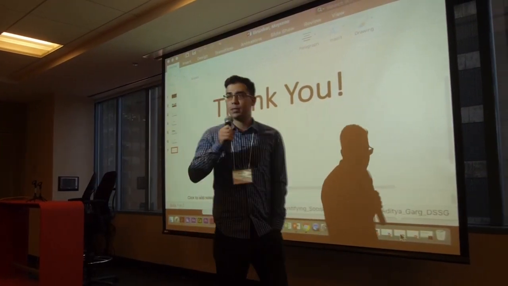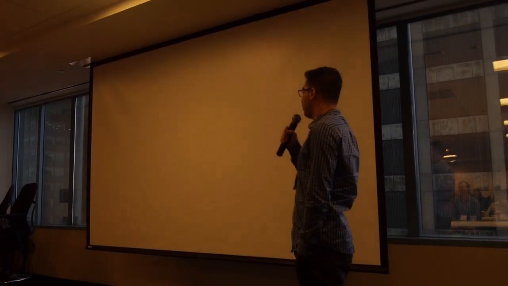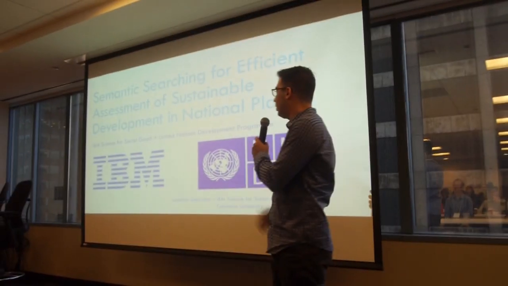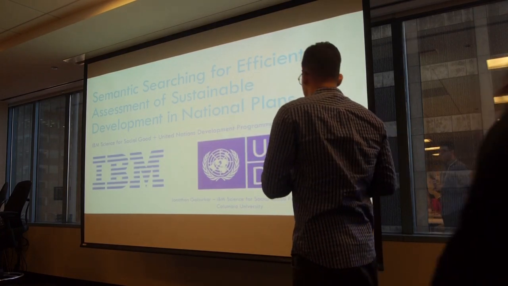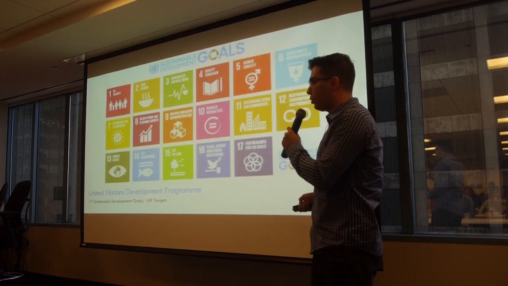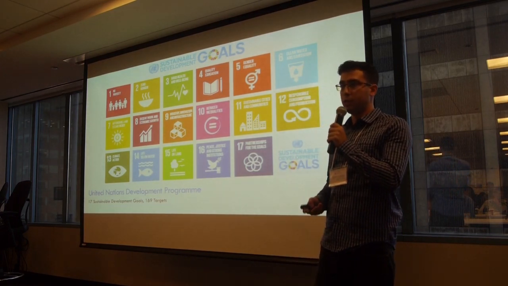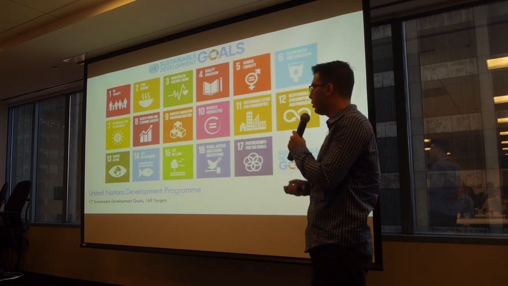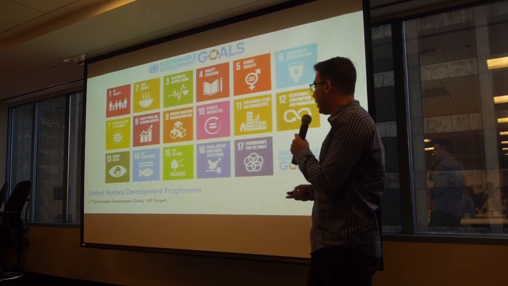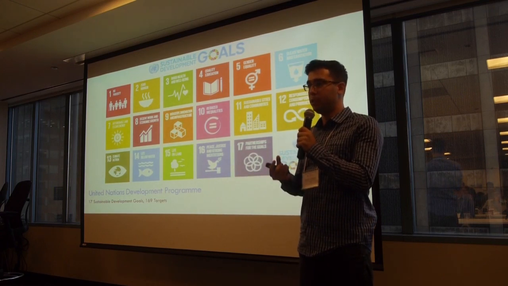Thank you, everyone. So I was part of Data Science for Good at IBM, and our project was semantic searching for efficient assessment of sustainable development. And so our partner is the UNDP, United Nations Development Programme, and what they do is they help countries implement the UN Sustainable Development Goals, which tackle major societal problems such as poverty, hunger, and environmental degradation. And there are actually 169 targets of these goals, which are more specific plans of action that must be completed for the goals to be met.